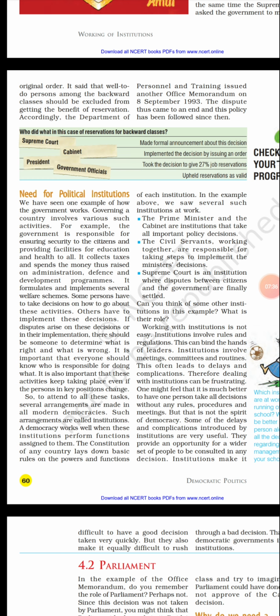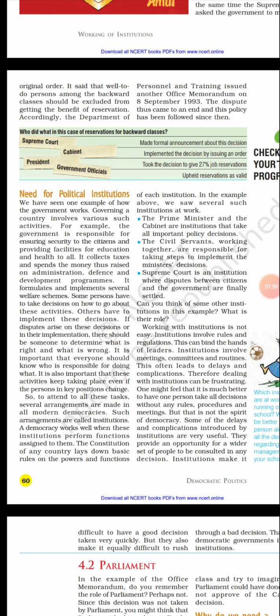Supreme Court is an institution where disputes between citizens and the government are finally settled. Now, it is the duty of the Supreme Court. If any dispute arises between the minister and the working institution, that dispute has to be solved, or that dispute has to be settled. So, it is the duty of the Supreme Court.